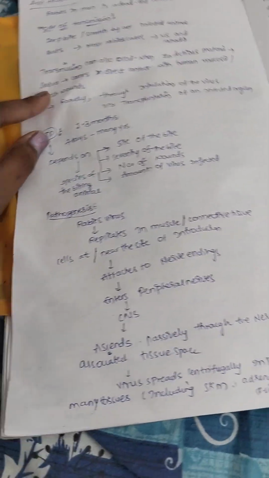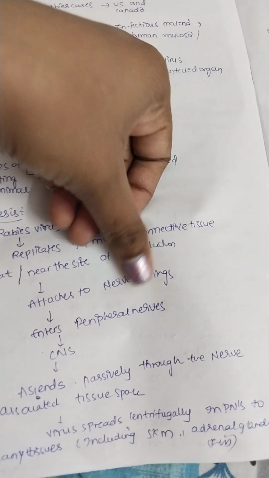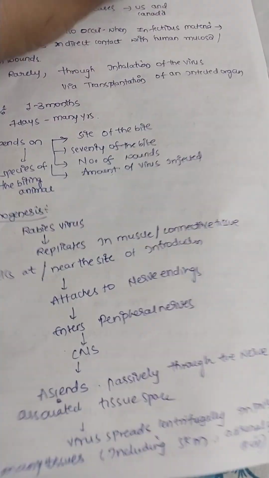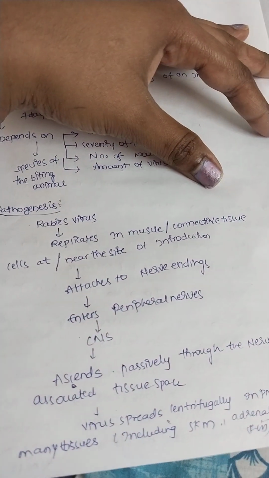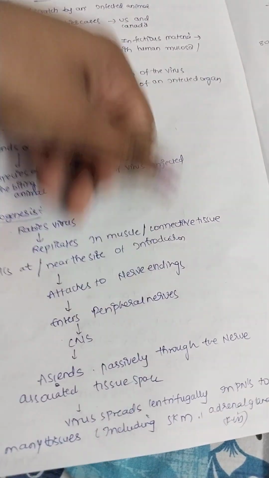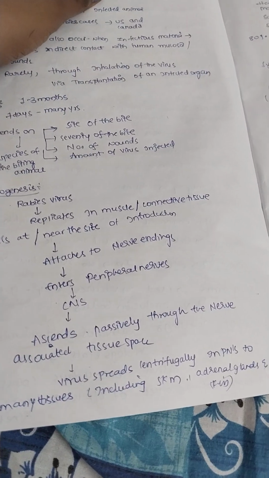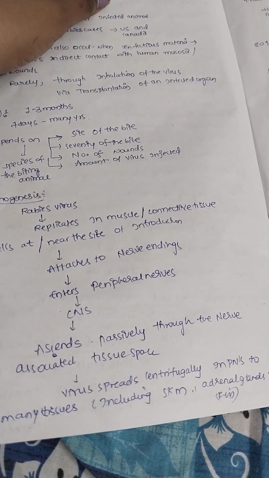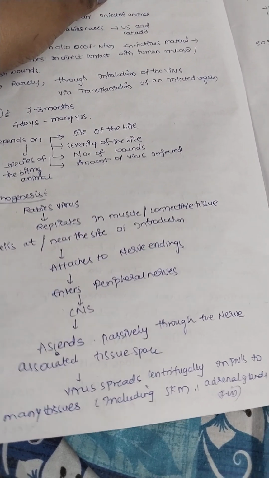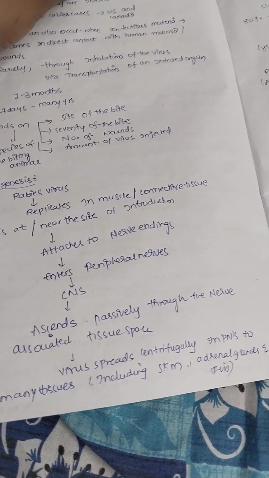Replicates in the muscle or connective tissue. So cells at or nearby the site of introduction attach to the nerve endings from the muscle, and it enters the peripheral nerves. Through the peripheral nerves it enters the CNS, and through the CNS it ascends passively through retrograde neural flow. The virus spreads centrifugally in the PNS to many tissues including skin, adrenal glands, like that.